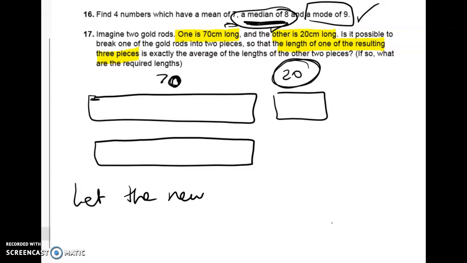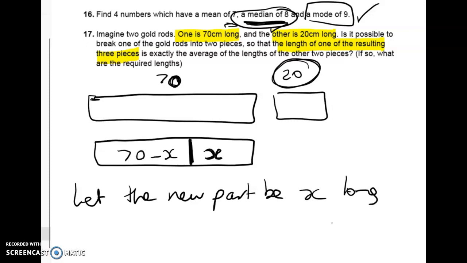I'm going to say let the new part, or the broken up part, be x long. So we're going to split it here, and we're going to make that part x, right? And then what's left over has to be 70 take away x. And this one here is still 20.